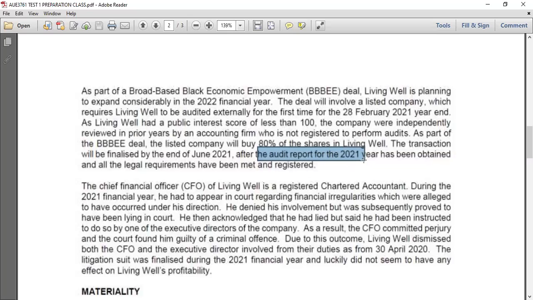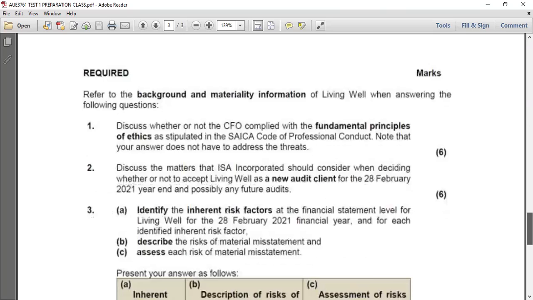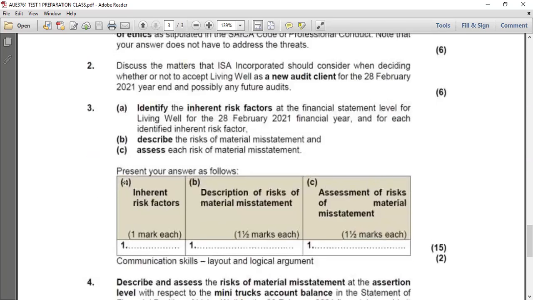So that would be susceptibility. So when we talk about the factors, those are the factors on this one. When they say inherent risk factor, it's either complexity, subjectivity, change, uncertainty, and susceptibility. Those are the 5 inherent risk factors.